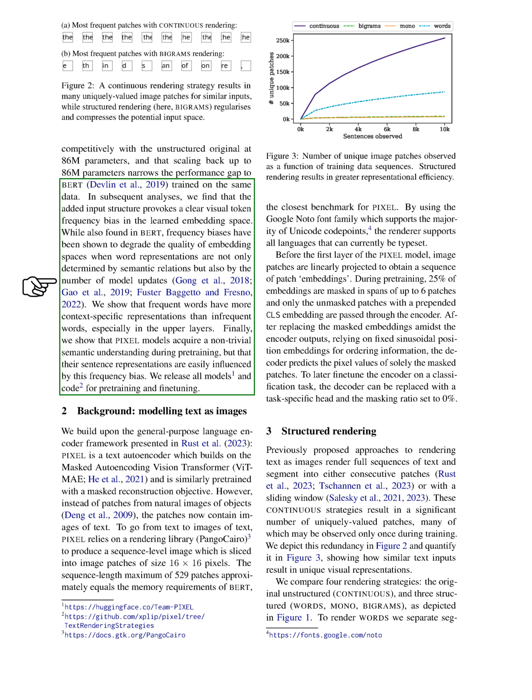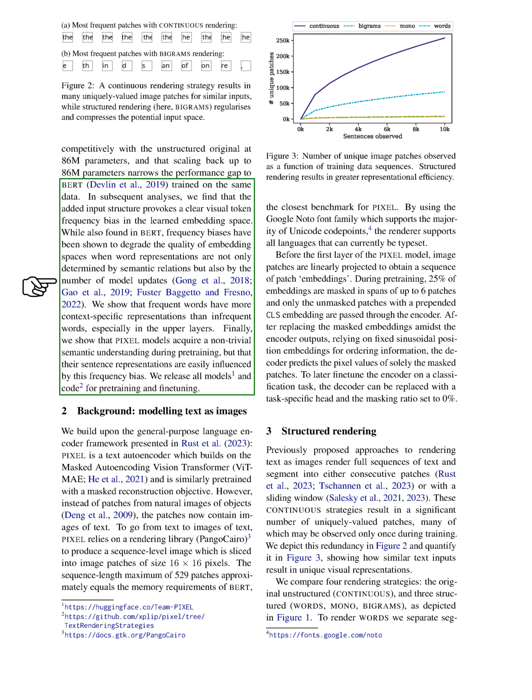Further analysis reveals that the added input structure results in a clear visual token frequency bias in the learned embedding space. This bias, also found in BERT, has been shown to degrade the quality of embedding spaces when word representations are influenced not only by semantic relations but also by the number of model updates. We demonstrate that frequent words have more context-specific representations than infrequent words, particularly in the upper layers. We also show that pixel models acquire a significant semantic understanding during pre-training, but their sentence representations are easily influenced by this frequency bias.